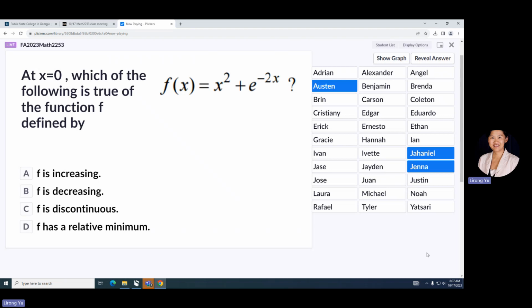Also, I guess if you have a grapher, you can graph the function to see what it is at 0. But the algebraic way will be calculating the first derivative. Calculate the first derivative and plug in 0 to see if it's positive.